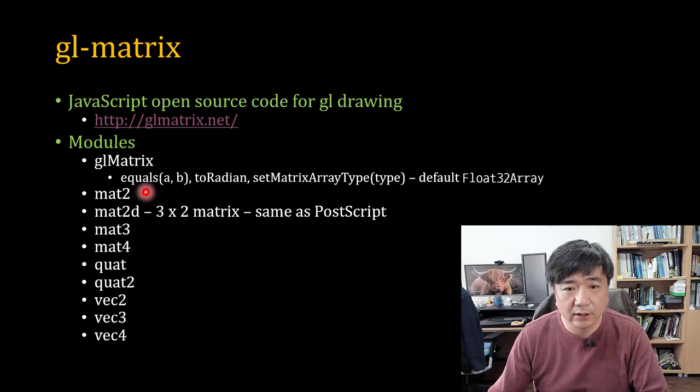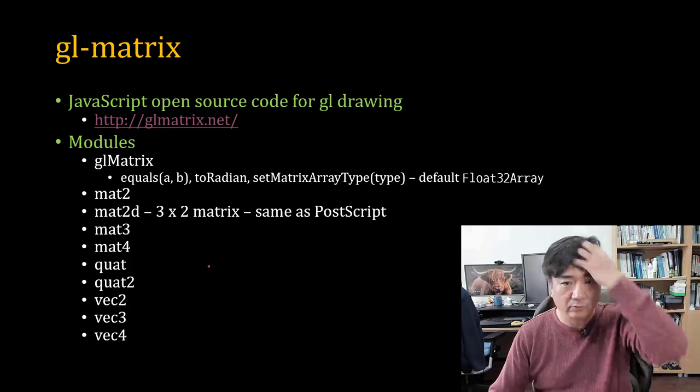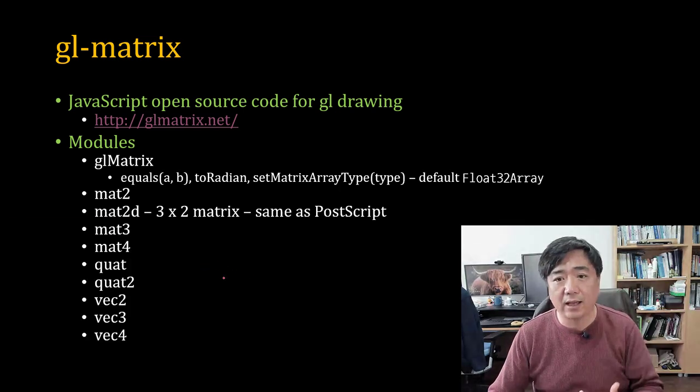In the gl-matrix module, there are three basic functions. There is equals, for comparing two numbers, a function changing degrees into radians, and set matrix array type. Set matrix array type lets us define the predefined data type of the matrix. The default is Float32Array. Float32Array is widely used in WebGL programming. So we can change it into another format, but I want to use Float32Array. It is very convenient to use in WebGL because we can define the type of array.